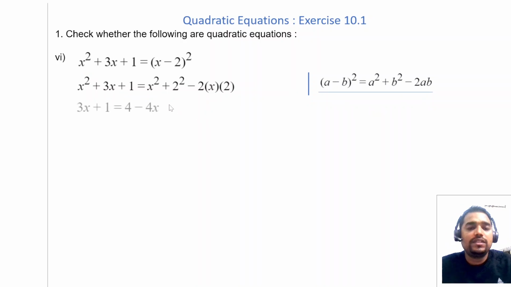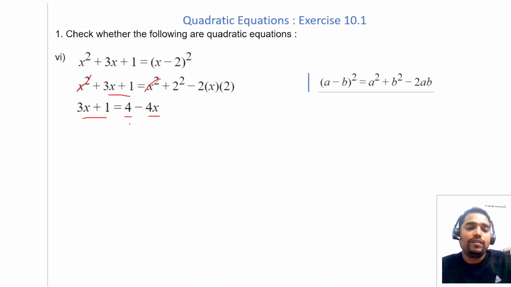Now how to simplify this further? We see that there is an x square term in LHS and an x square term in RHS. These two would get cancelled, and on LHS I would be left with 3x plus 1. That's what I've written here, 3x plus 1. Also coming to RHS, 2 square would become 4, and minus 2ab is 2 into 2 is 4 into x is 4x.